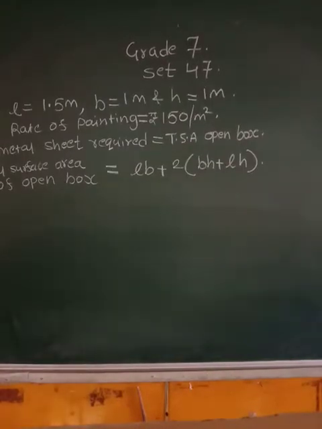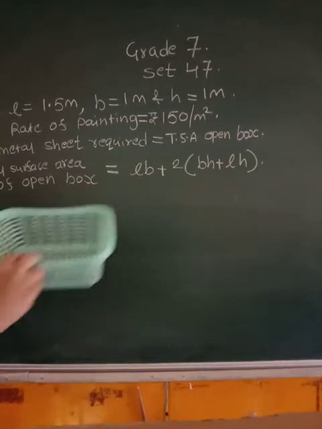Now see students, in the fourth problem, an open box of length 1.5 meter, breadth 1 meter and height 1 meter is to be made for use on a trolley for carrying garden waste. First, understand what we mean by an open box. An open box is like this.